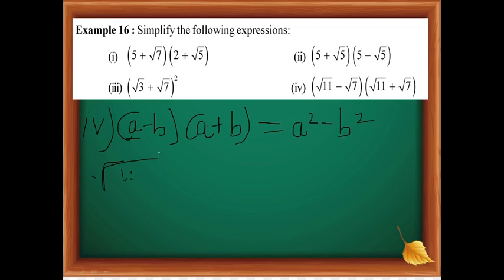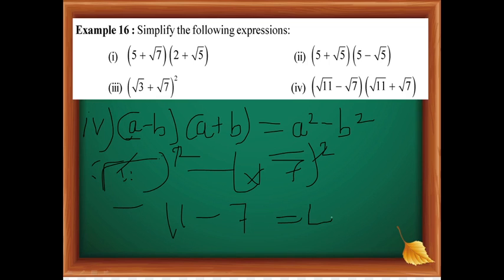Root 11 whole square minus root 7 whole square. This both will get cancelled, and 11 again in the same case. Our answer is 4. We got our answer as 4.